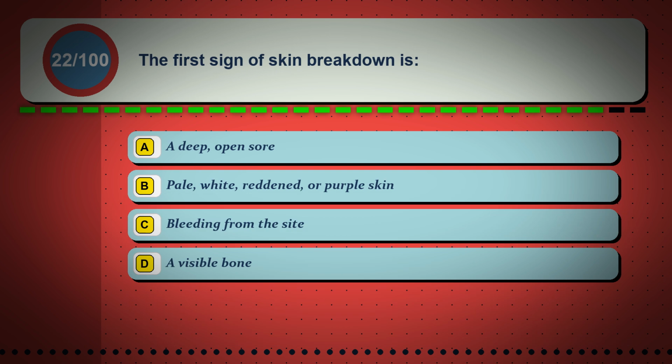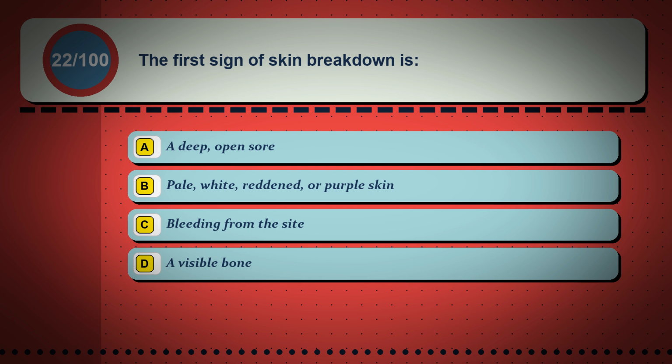Question 22. The first sign of skin breakdown is: Option A. A deep, open sore. Option B. Pale, white, reddened, or purple skin. Option C. A bleeding from the site. Option D. A visible bone.